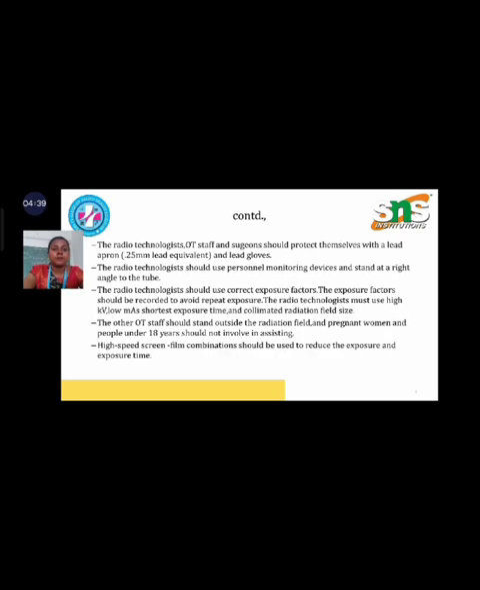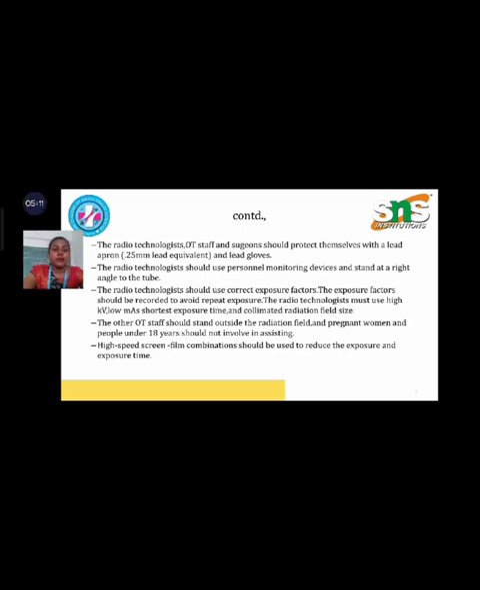The radiotechnologist, OT staff and surgeon should protect themselves with the lead apron, which is 0.25 mm thickness of lead equivalent, and lead gloves. The radiotechnologist should use personal monitoring devices and stand at a right angle to the tube. The radiotechnologist should use correct exposure factors. The exposure should be recorded to avoid repeat exposure.